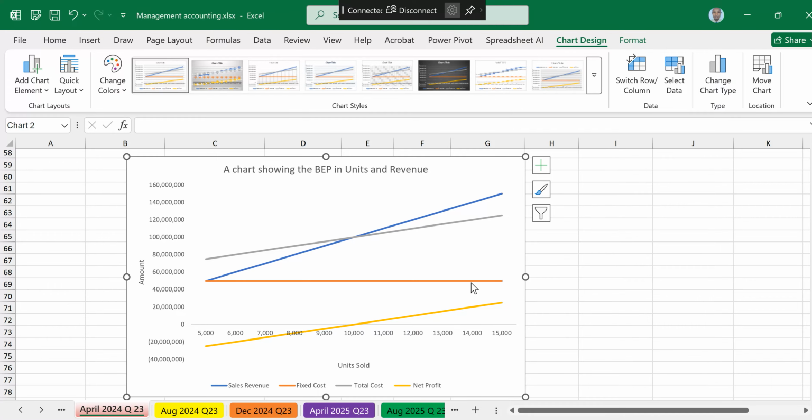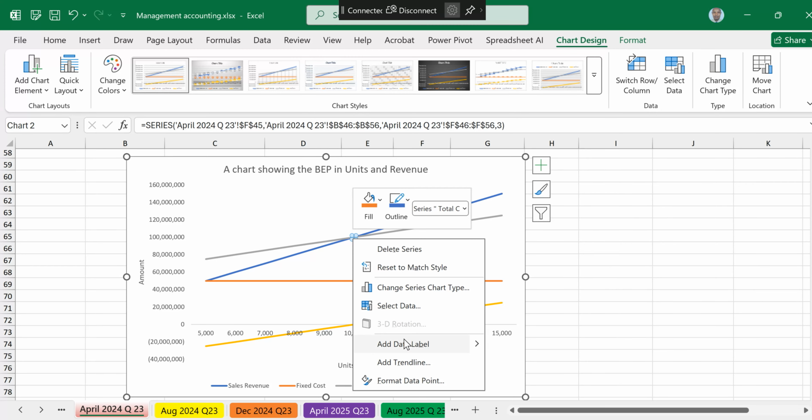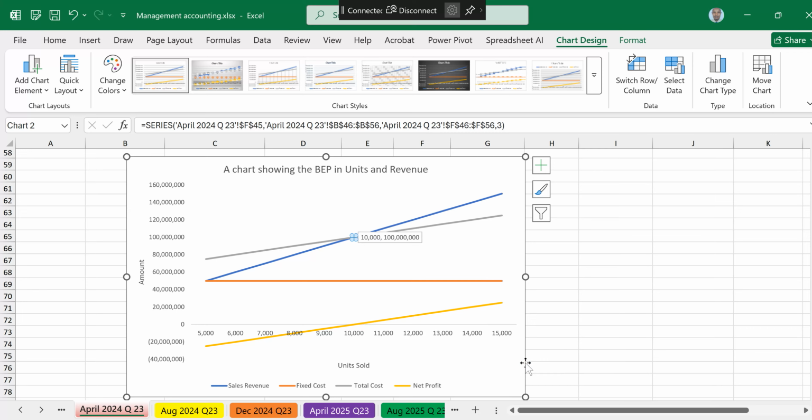Again, right click where the sales revenue meets the total cost. Make sure you've right clicked properly. You remain with one dot, right click, add label, then add data callout. This can be put at the top.